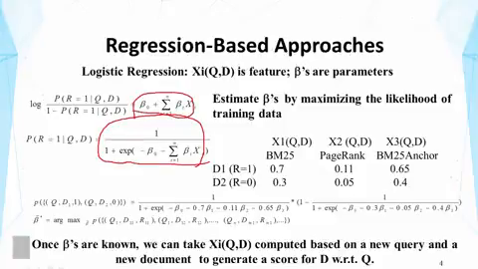So for any new query and new documents, we can simply compute the features for that pair, and then we just use this formula to generate the ranking score. And this scoring function can be used to rank documents for a particular query. So that's the basic idea of learning to rank.